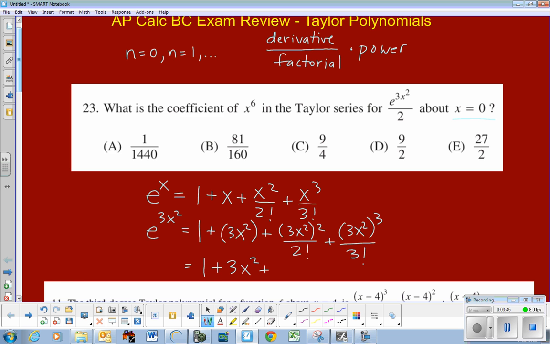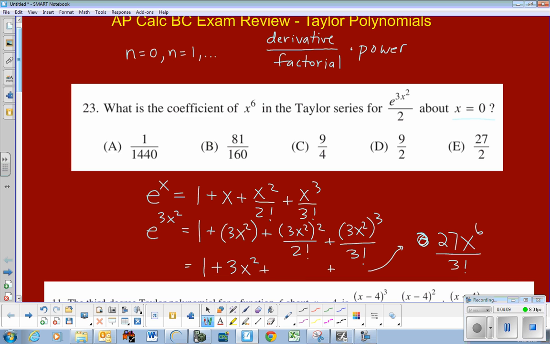And then let's see, we need to square the whole thing. So this would be 9x to the 4th. And actually, now that I think of it, I don't even really care about that term. What I care about is the x to the 6th term. So I need 3 to the 3rd. Just for the sake of space, I'm going to move it over here. 3 to the 3rd is 27. 27 x to the 6th over 3 factorial.